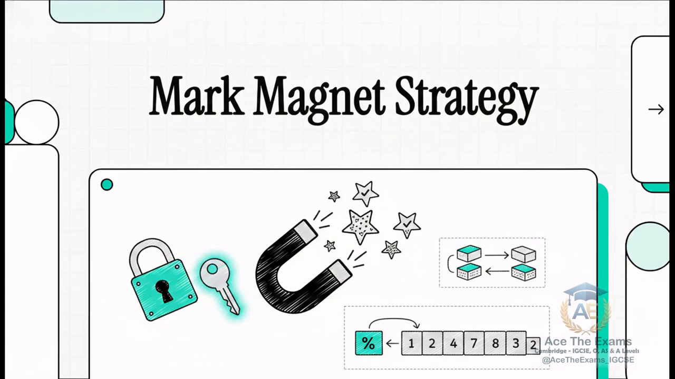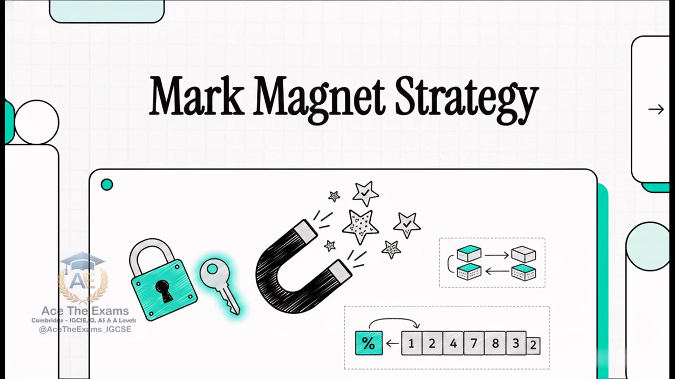You are literally bleeding marks on data integrity questions right now, and it's not because you don't know the theory. It's because you aren't using the exact specific words the Cambridge examiner is hunting for. In this explainer, we're unlocking the 0478 mark magnet strategy for checksums and check digits. We're going to see exactly how top-tier Cambridge students extract every single possible mark from the examiner, starting right now.